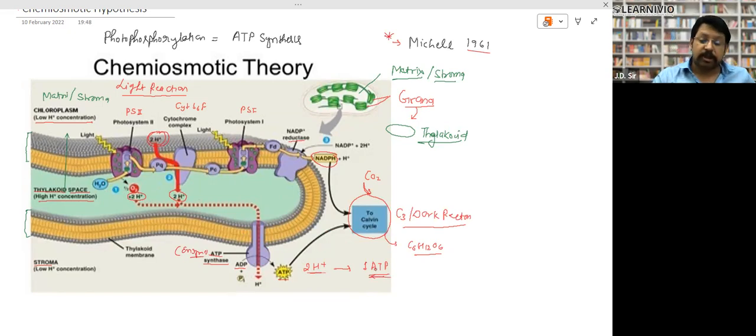This theory, which explains how the formation of ATP takes place due to leakage of hydrogen ions, we call the chemiosmotic theory. And it was explained by Mitchell. This is how photophosphorylation, or formation of ATP, takes place. Tell me, is it clear or not?